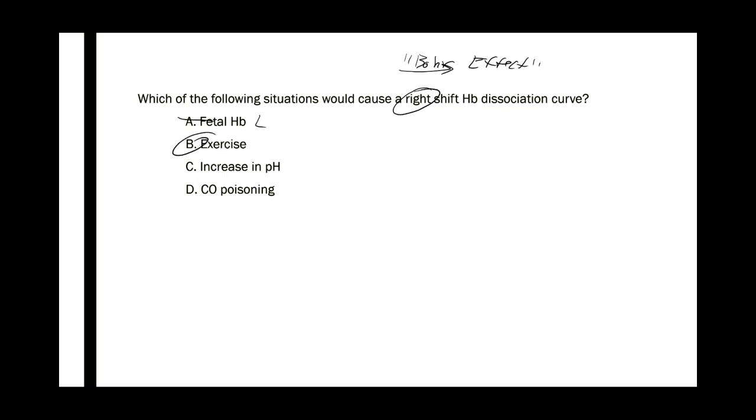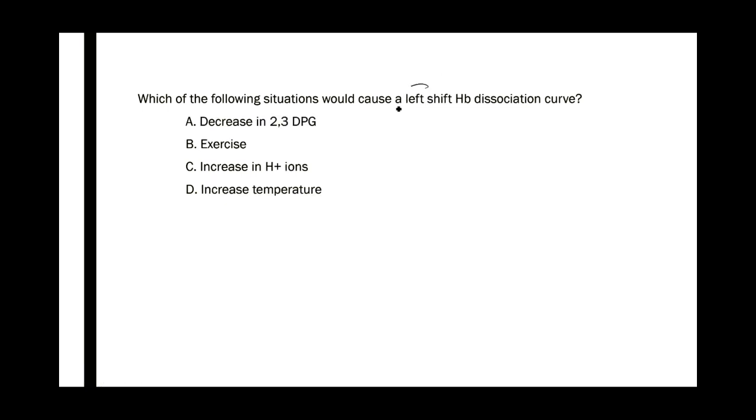Exercise is the right answer here, causes a right shift, and that makes sense, right? You're increasing the lactic acid buildup, you're increasing the temperature, obviously, in your body, and your tissues need more oxygen when you're exercising. So you want maximal offloading of oxygen from the hemoglobin molecule. Increase in pH would cause a left shift, carbon monoxide poisoning, left shift. Now, I'm asking the opposite. What would cause a left shift in the curve?